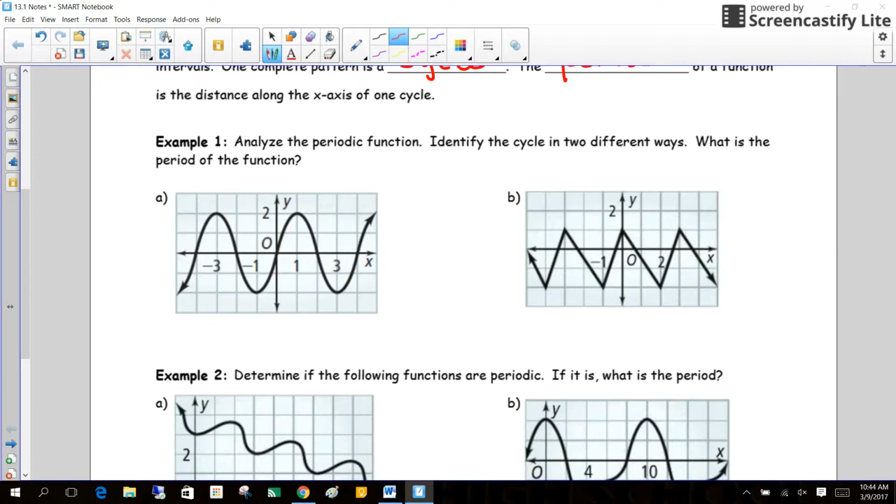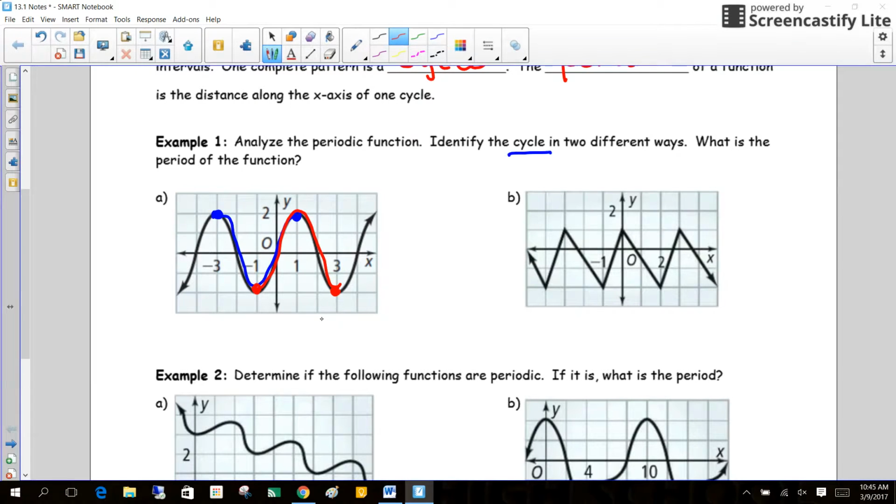So these first two are examples of periodic functions. It's asking us to identify this cycle in two different ways. So one thing that my instinct is to start at a peak, and I know that a full cycle is going to go all the way to the next peak. So this blue outline is one full cycle of this graph. Whereas you maybe instead wanted to start at a minimum and go to the next minimum. So this red outline is also considered a cycle of the graph.